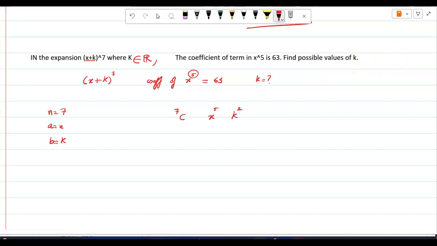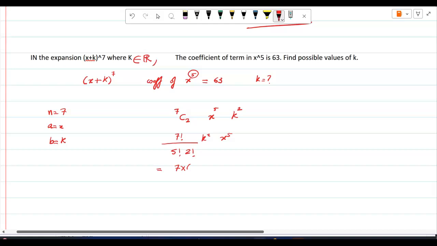Now if this is 5, this will be 2. So what is 7C2? 7 factorial over 5 factorial, 2 factorial, into k squared x^5. Now what is 7 factorial? 7 into 6 into 5 factorial, over 5 factorial into 2. 2 threes are 6, 7 threes are 21. So 21 k squared x^5.